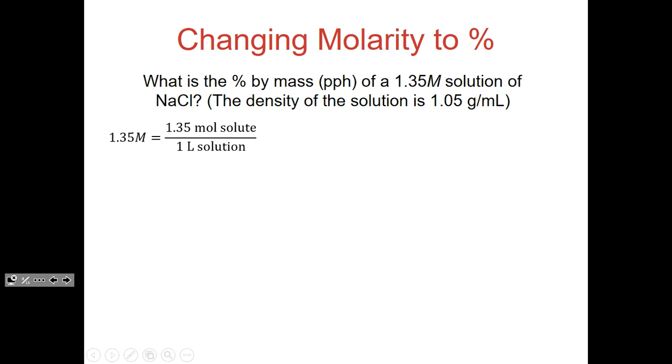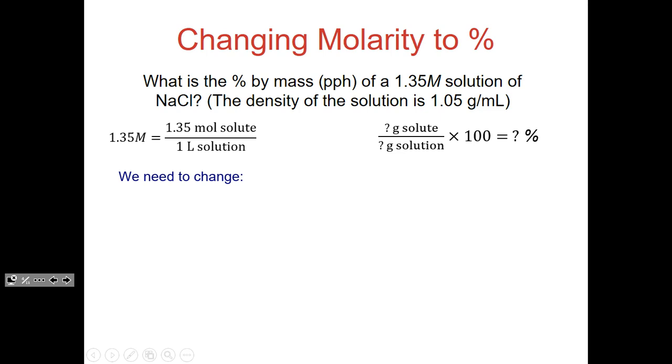Now you start by writing what it means. Remember, 1.35 molar is 1.35 moles of solute, which in this case is NaCl, per 1 liter of solution. So to start with as easy numbers as possible, we're going to assume we have a liter of solution, and then I would know I have 1.35 moles of solute. Now, my target is percent by mass. Well, that's the mass of the solute over the grams of the solution times 100. That would give us the percent by mass. So that's what I've got. That's what I'm trying to get.